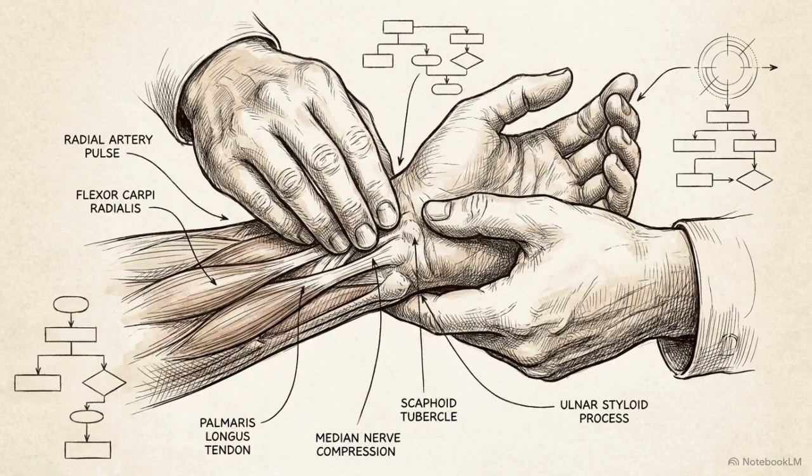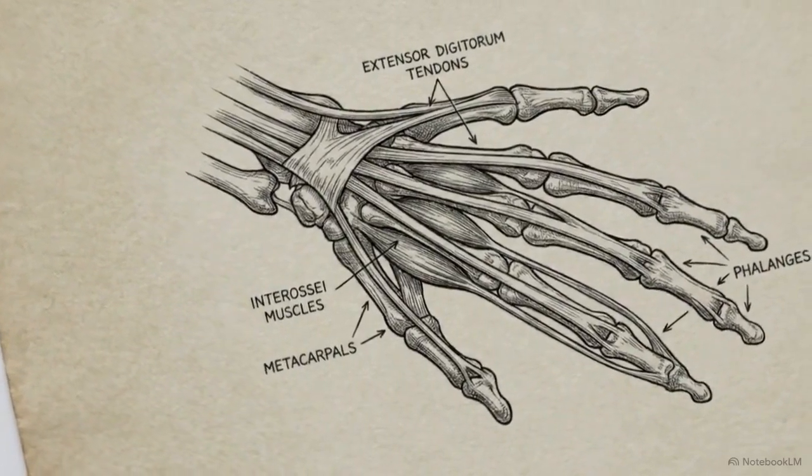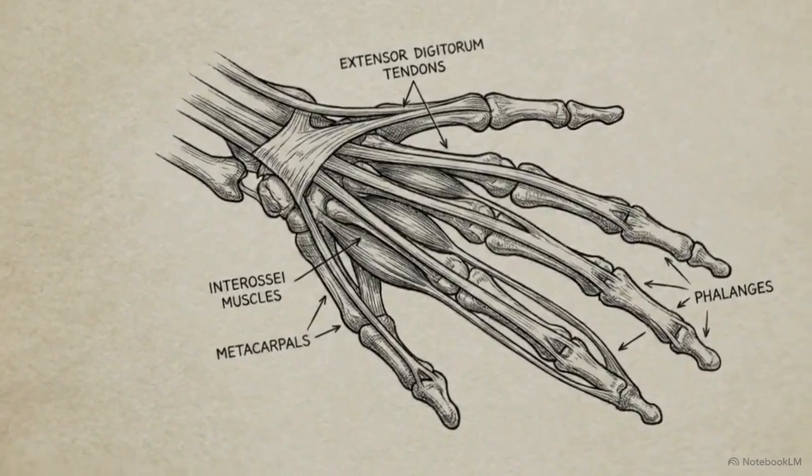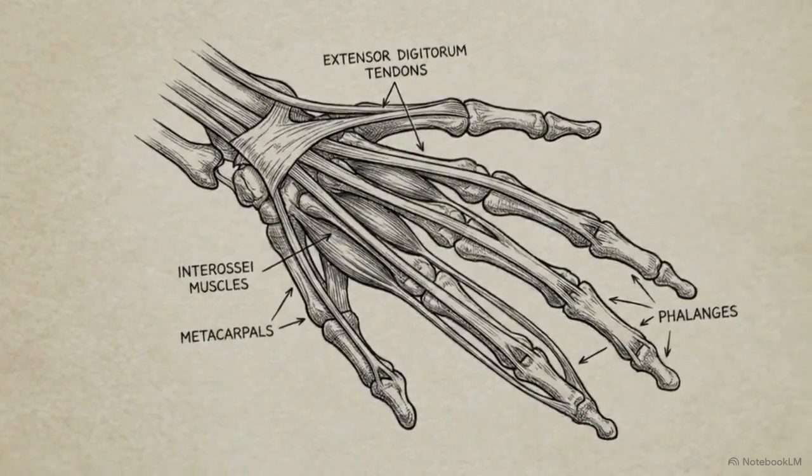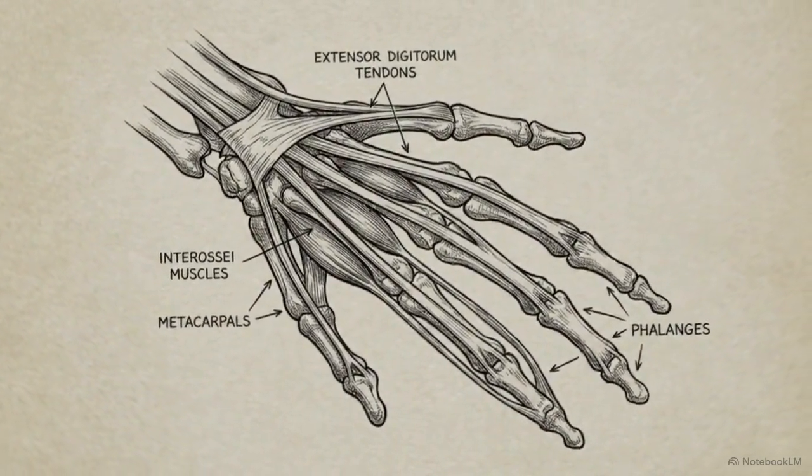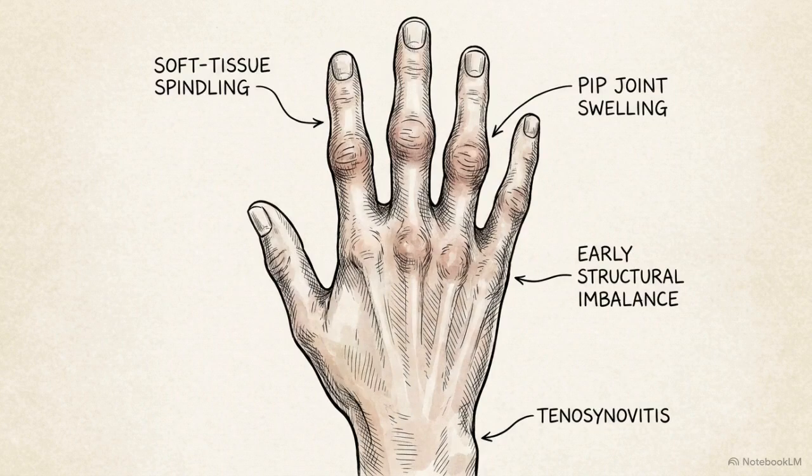We now pivot the algorithm from patient history to targeted regional physical examination. The hand serves as our primary biomechanical canvas, exposing the specific tendon failures driven by underlying rheumatological disease. Early-stage disease presents as soft tissue spindling around the joints. Left unchecked, this progresses to severe, irreversible structural imbalances.